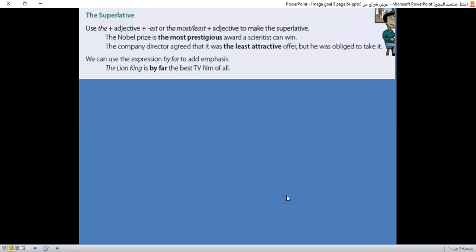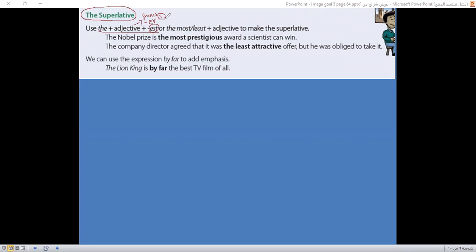Okay. The next thing that we have is the superlative, and you are very familiar with this grammar also. I have two forms, just like the comparative one. If I have the adjective and est, it means that the adjective I'm going to use here should be a short adjective. Just like when I add er, remember? If I can add er to the adjective, it means I can add est. So this is one form.